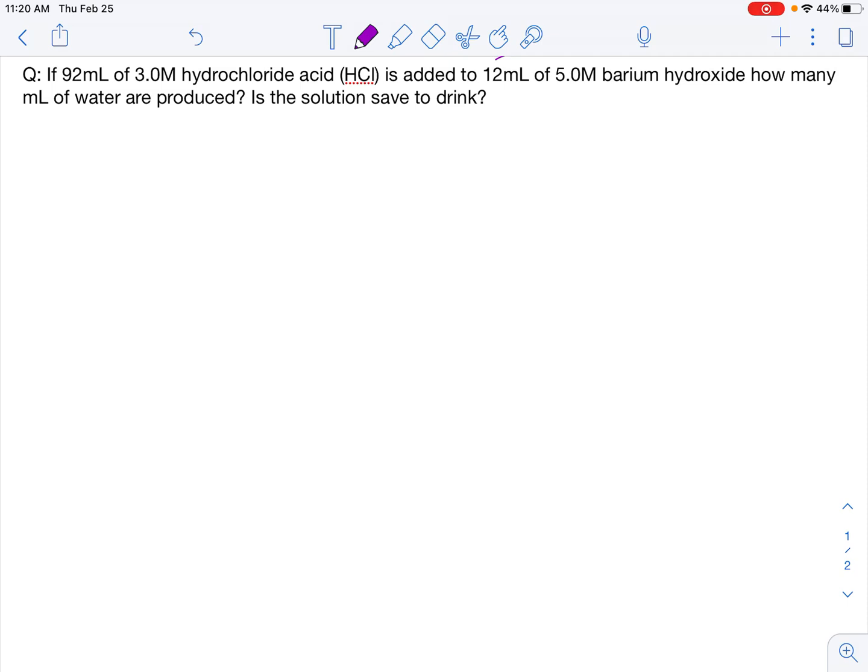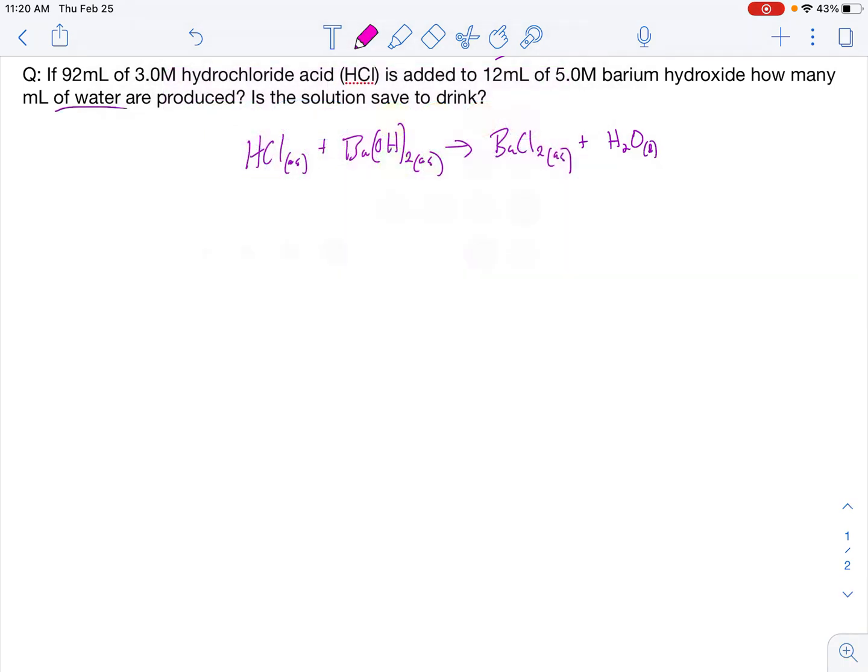First thing we need is a chemical reaction, a balanced chemical reaction. So we're going to have our HCl. We're adding that to barium hydroxide. And hopefully you realize this is an acid and base, so this is a neutralization reaction. So we're going to have barium chloride. On my solubility table, that is aqueous, and we're going to have some water being produced, which is good because it's asking how many mils of water are produced.